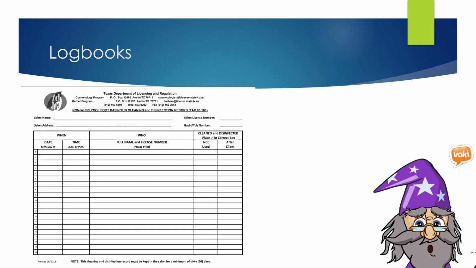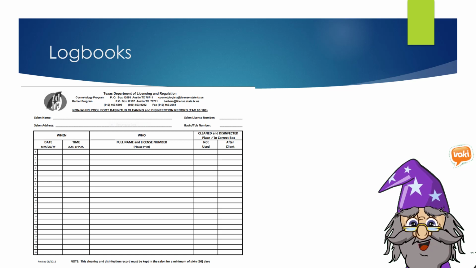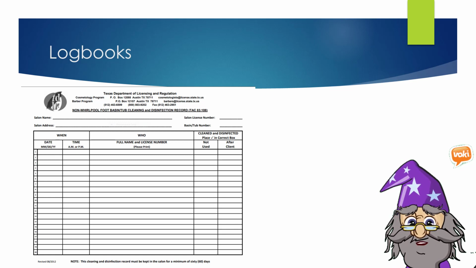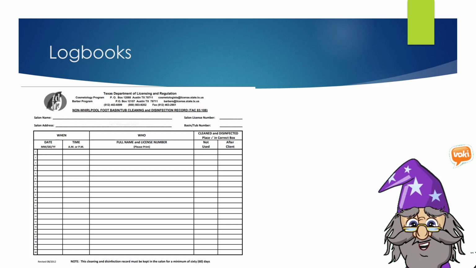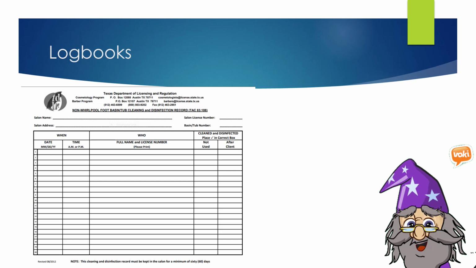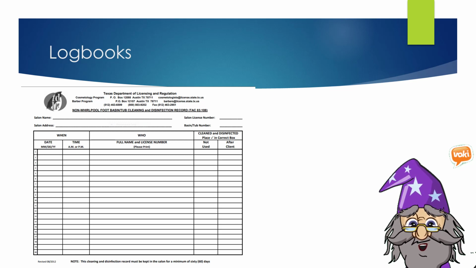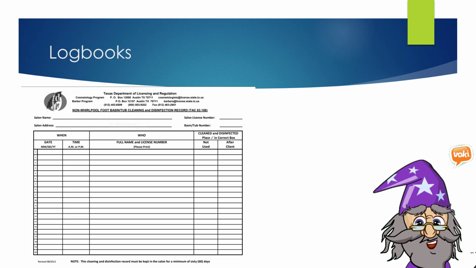TDLR is very concerned with protecting our clients' health when it comes to cleaning foot spas. It is state law that a cosmetologist or manicurist performing pedicures in the state of Texas fill out the foot spa disinfection log sheet pictured here. Once you begin performing pedicures, you will be instructed as to how to complete the log sheet by your instructor.